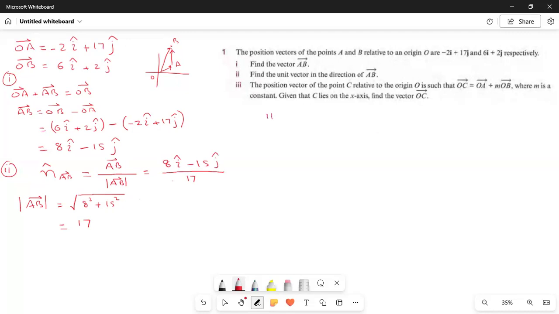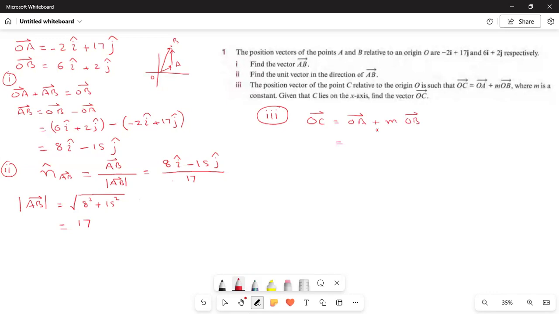Now let's do part 3. The position vector of the point C, C is some other point relative to the origin O, is such that OC is OA plus m times OB, where m is a constant. Given that C lies on the x-axis, find the vector OC. So it is given that the OC vector is equal to the OA vector plus some m times the OB vector.